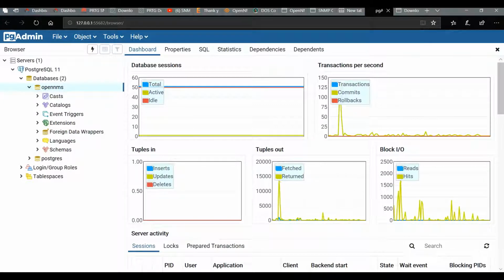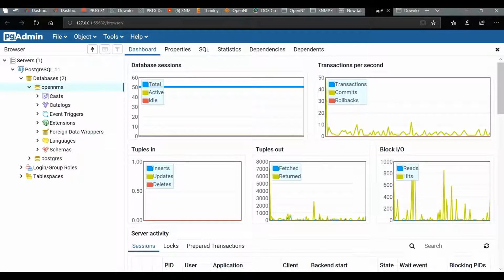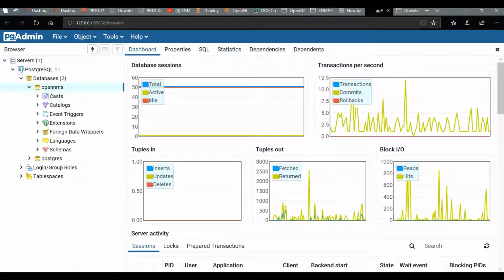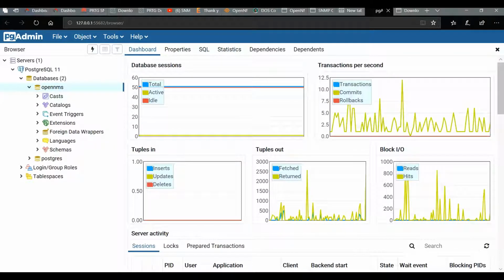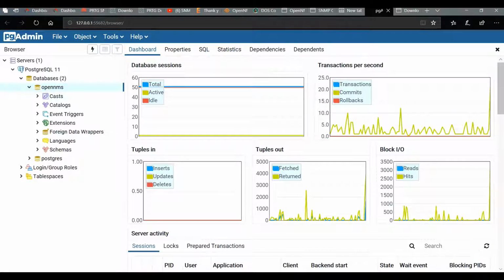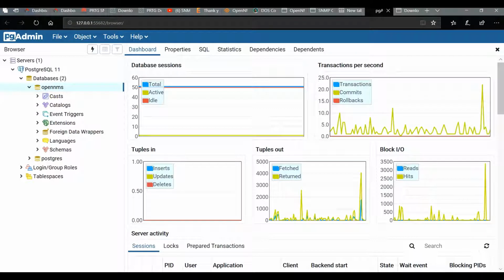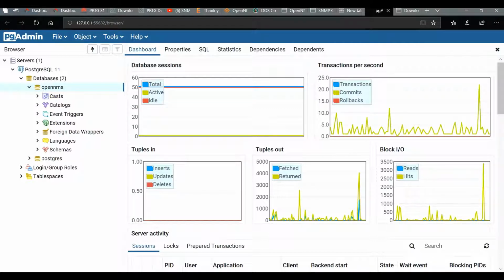For tuples in, we have no data, that means it's good. For tuples out, you can see blue and green, blue for fetched and green for returned. It's moving, and there is more green than blue. Block IO is the same, blue and green. Blue means reads, green means hits.